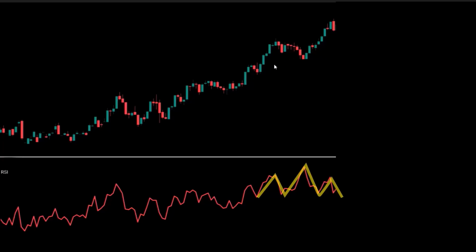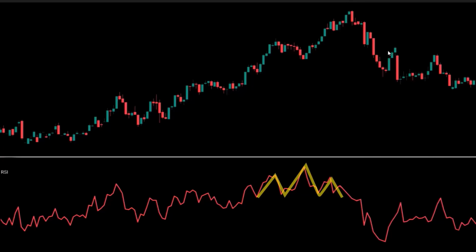If you only watch the price, the trend may still appear healthy, but the RSI is already giving us a warning. When a clear head and shoulders pattern forms in the RSI, it often signals that bullish momentum is fading and the market may soon begin a downward correction or even a reversal. However, the pattern becomes much more reliable when the RSI breaks below the small support level between the shoulders and the head, known as the neckline. When this neckline breaks, it confirms that momentum has shifted from buyers to sellers.